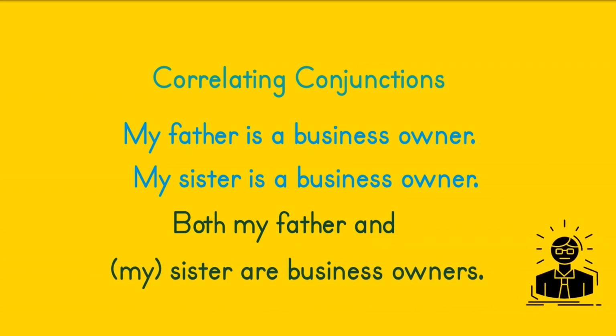When using correlating conjunctions, speakers or writers should use them immediately before the words that they want to match or contrast. Correlating conjunctions make speakers and writers more efficient at communicating ideas, as they can combine ideas that match or contrast in a more succinct fashion. In the example, both my father and sister are business owners, both, and, are a suitable correlating conjunction pair here as they connect the two relatives mentioned to the same profession.